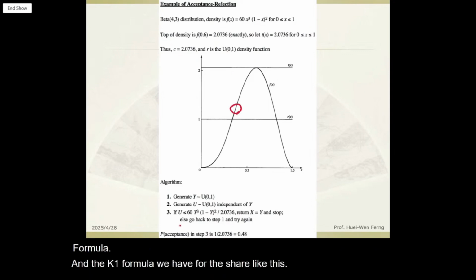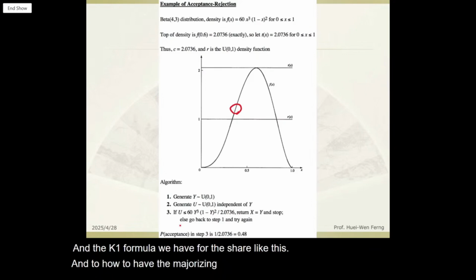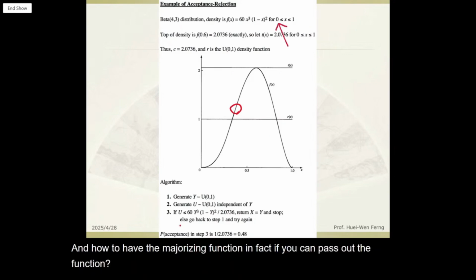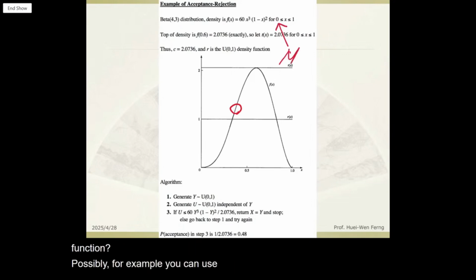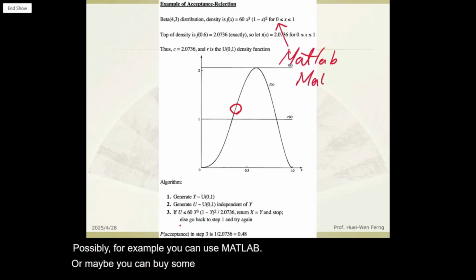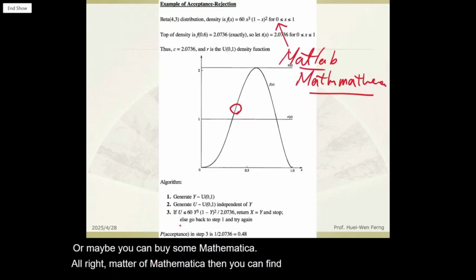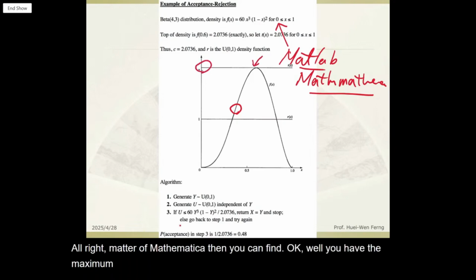And how do we find the majorizing function? In fact, if you can plot the function, for example, you can use MATLAB, or maybe you can use Mathematica. All right, with MATLAB or Mathematica, you can find where you have the maximum value. Okay, here we have the given result. And for this density, we will find the maximum value, which should be this, C.